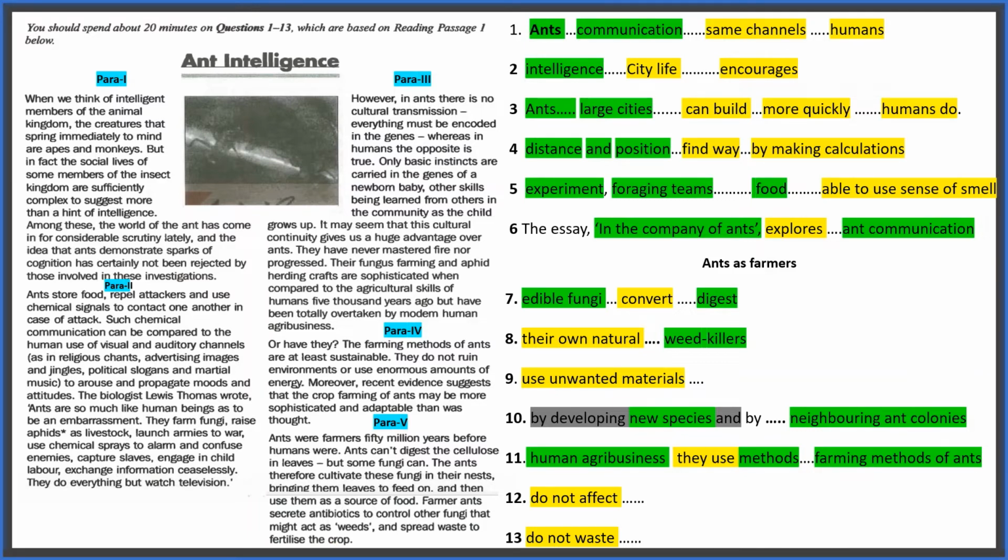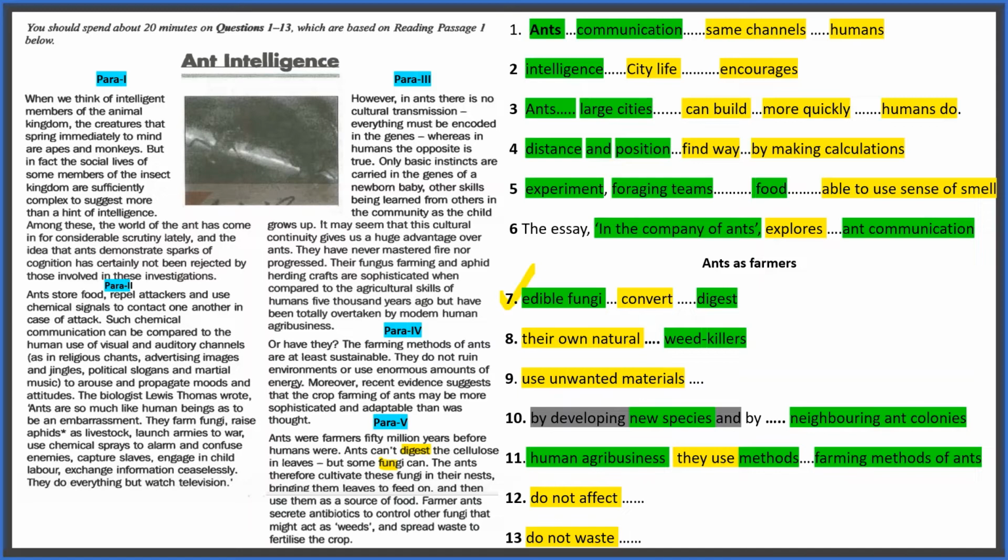Para 5 has a few direct keywords that we marked green and a few synonyms of the keywords that we marked yellow. These keywords include fungi, which is a direct keyword, and digest, which is a direct keyword. These keywords are present in question number 7.